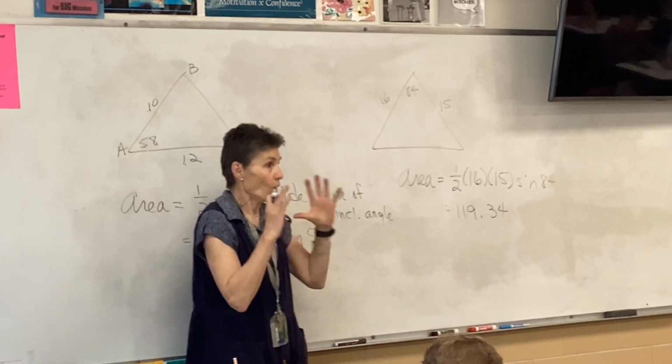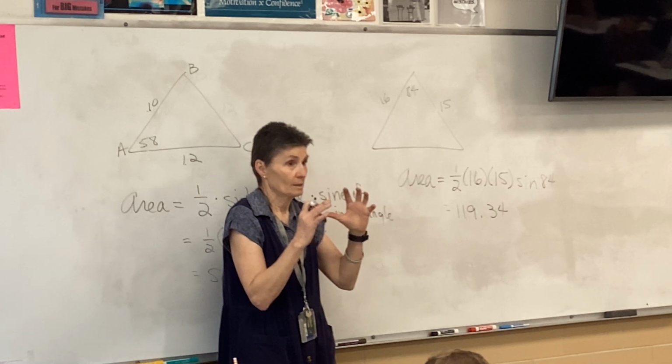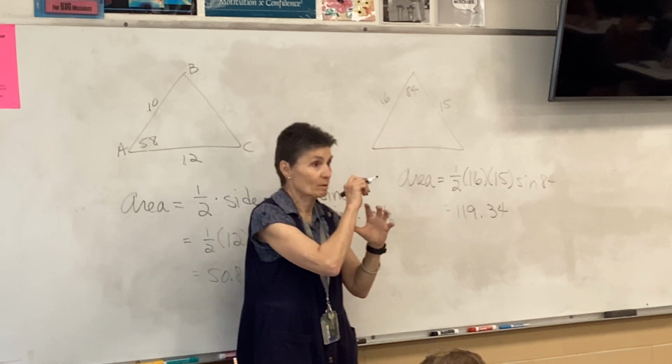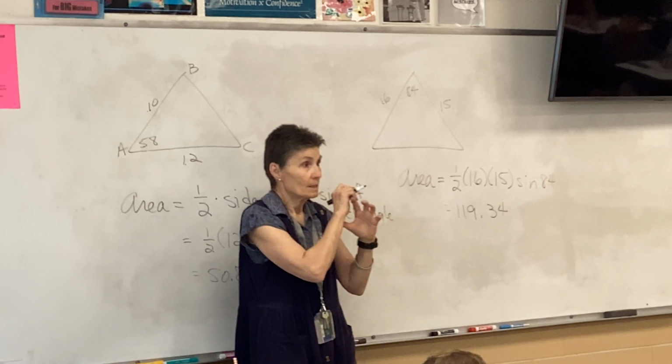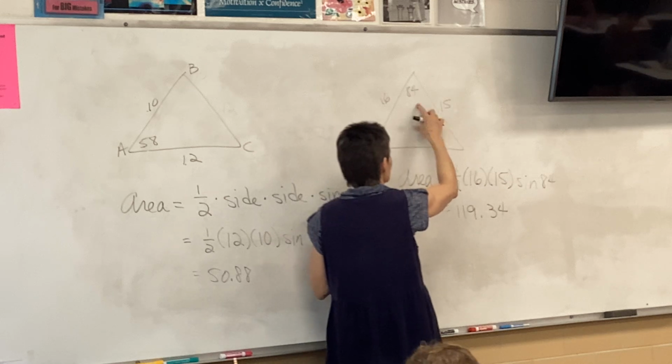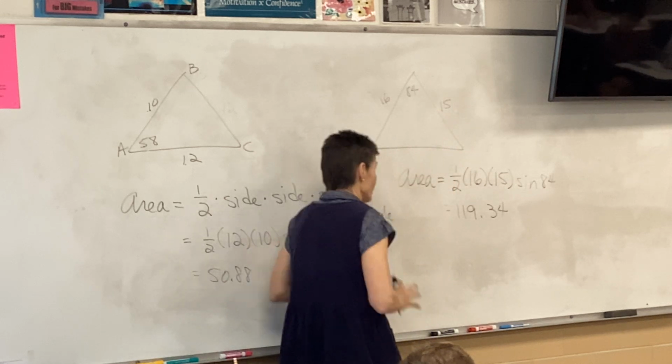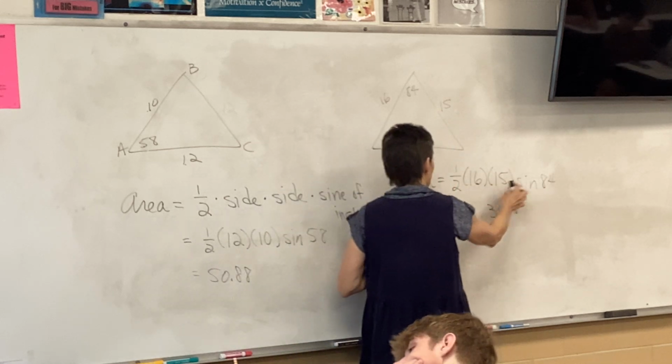So, if we have all three sides, we're going to do Heron's formula. That's the big radical. If we have two sides and the angle in between, we're just jumping in and doing 1/2 side, side, sine.